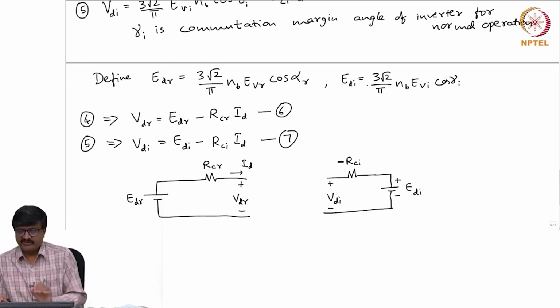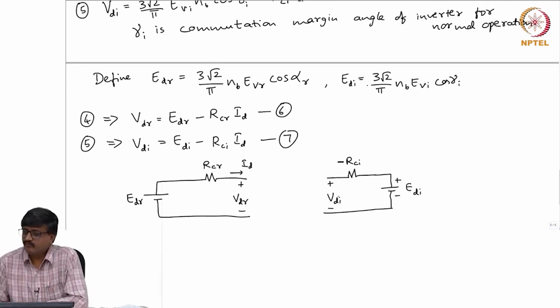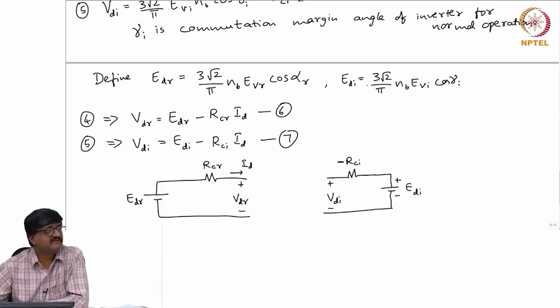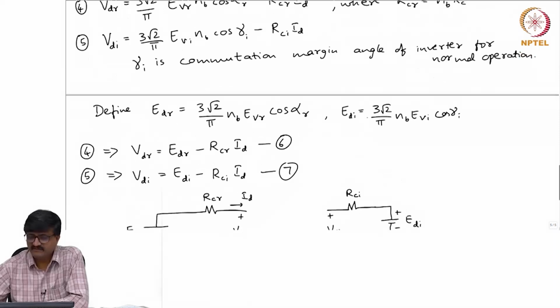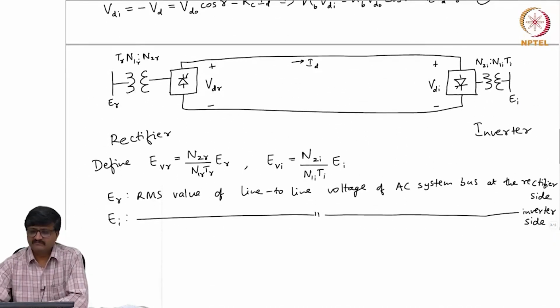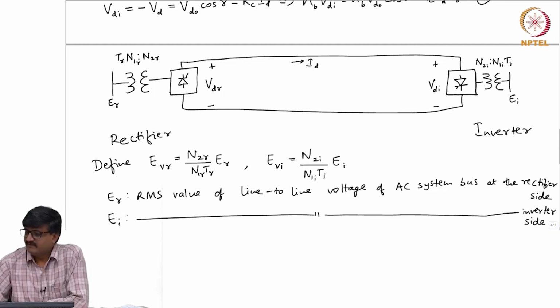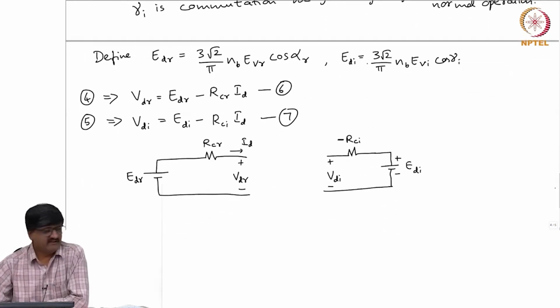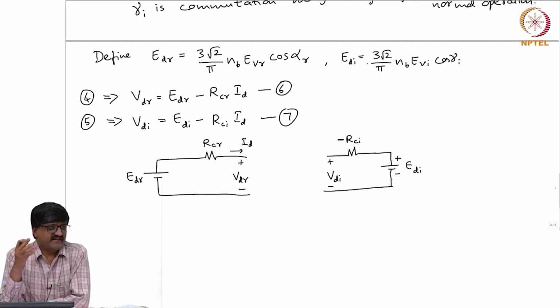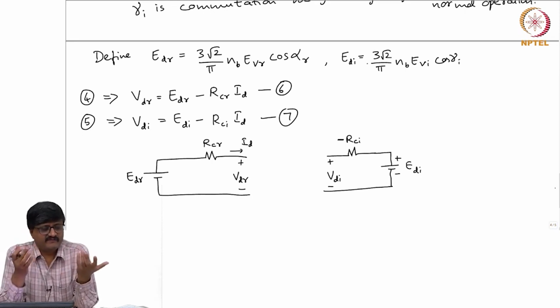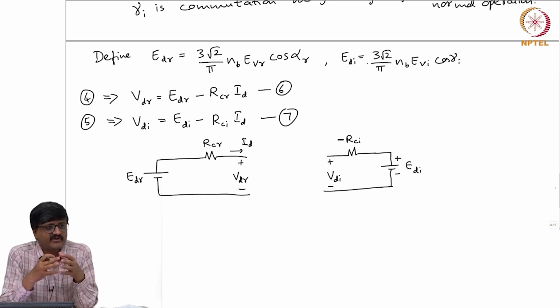Now, between these two ports where the voltage is VDR and VDI, what is there? VDR is the voltage of the DC side, so it is a transmission line. In general, there can be a link. If there is no transmission line, and both the converters, rectifier and inverter, are at the same location, we call it a back-to-back converter. There is no transmission line.